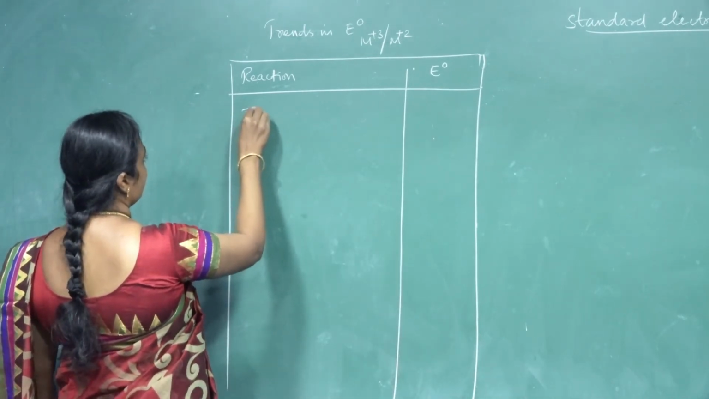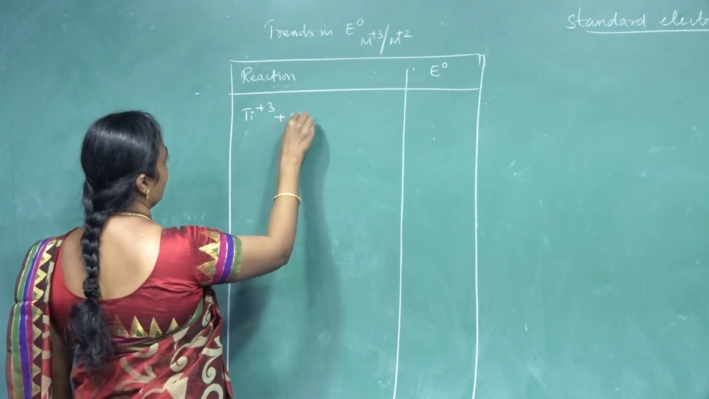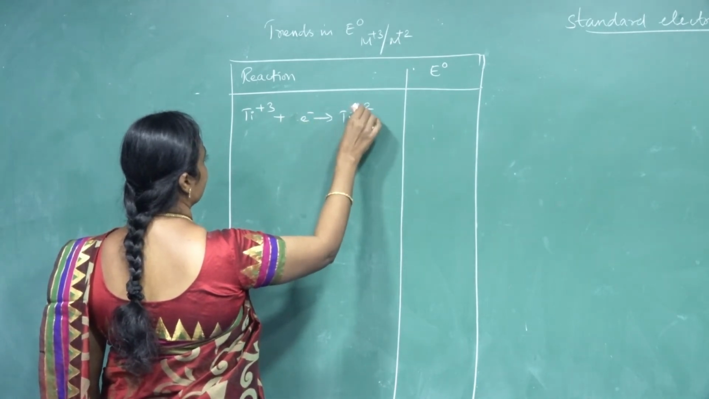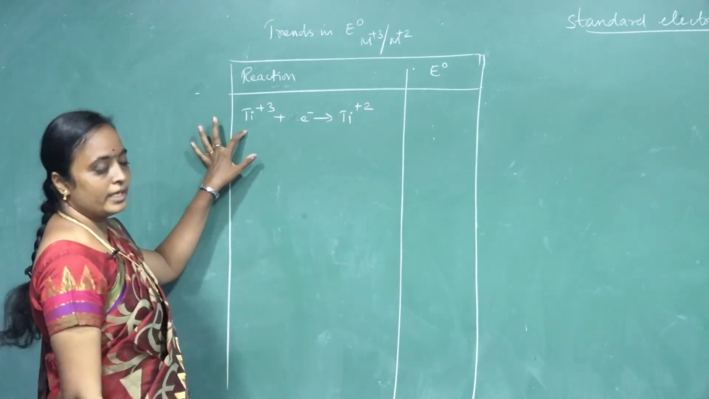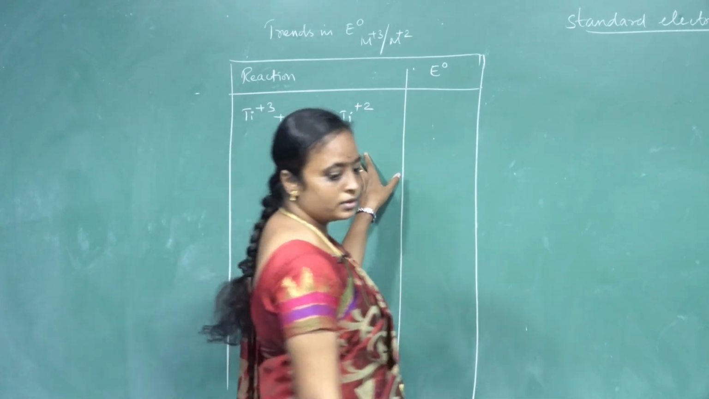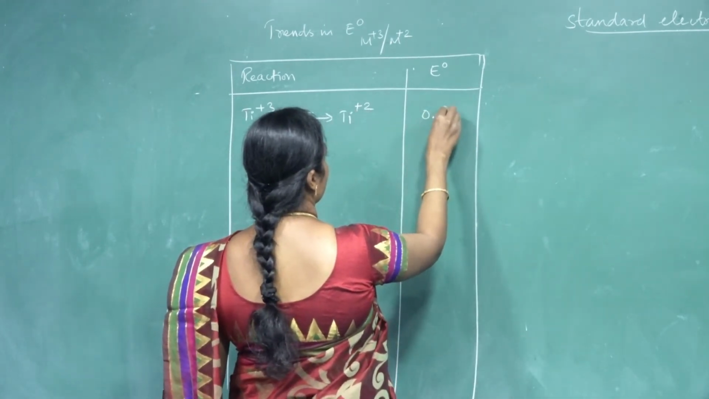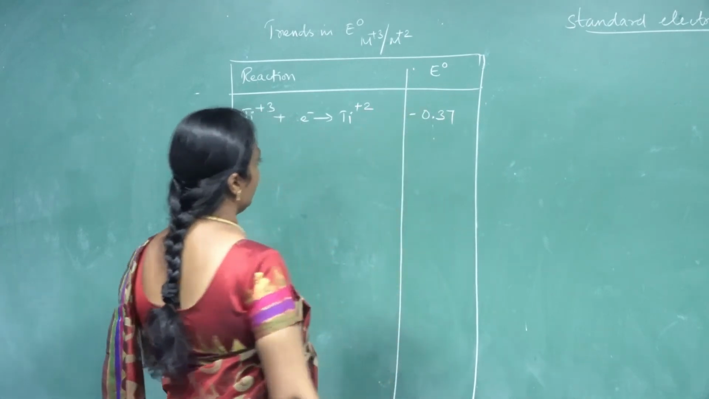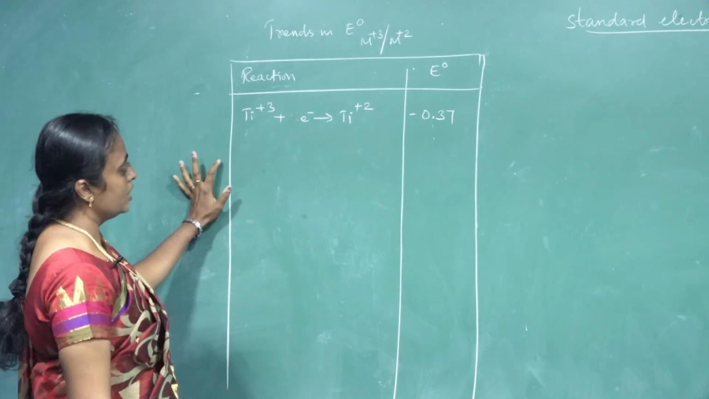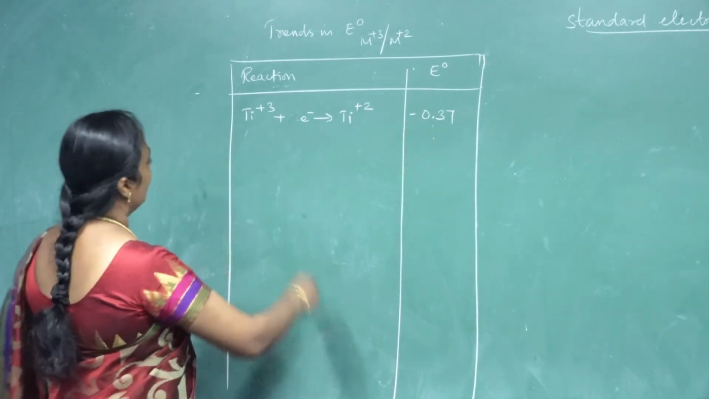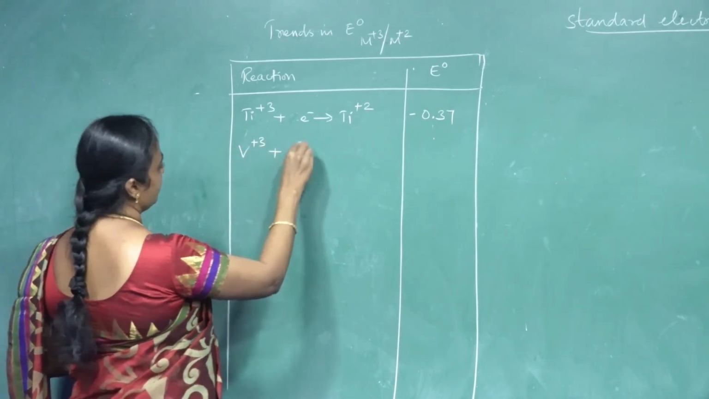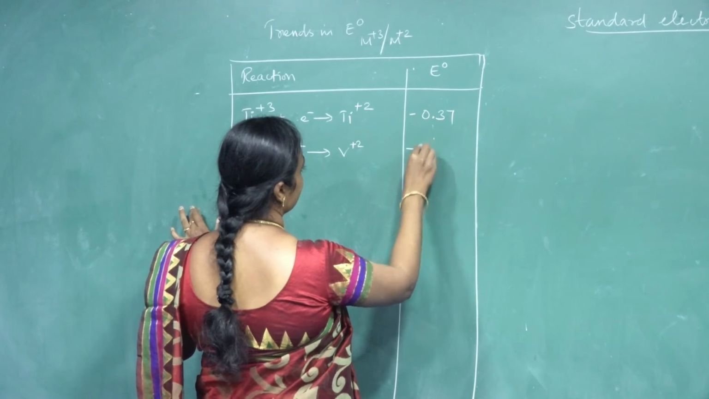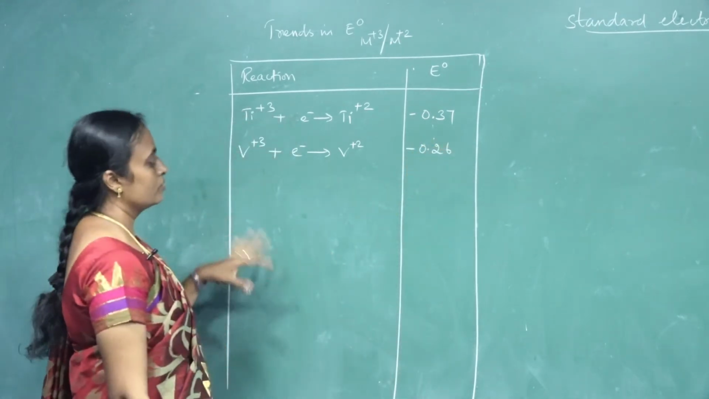So titanium, to convert titanium 3+ to titanium 2+, that involves reduction. The E0 of a particular value is negative, 0.37. So for titanium, the E0 value is minus 0.37. And if you are taking vanadium 3+ converted into vanadium 2+, we will get minus 0.26, that is slowly decreasing.